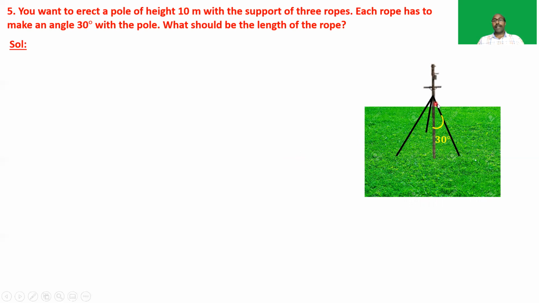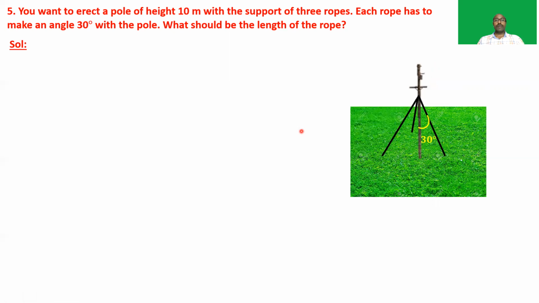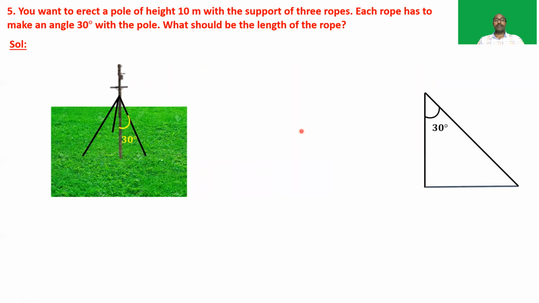So if we find the length of one piece of the rope, then by multiplying with 3, we can find the total length of the rope that will be required. Okay. So from this picture, we can draw a triangle.